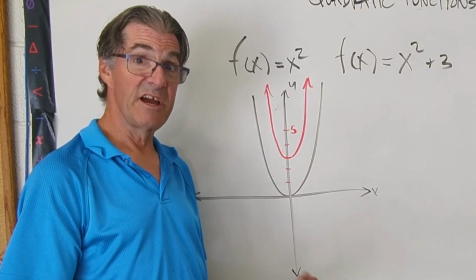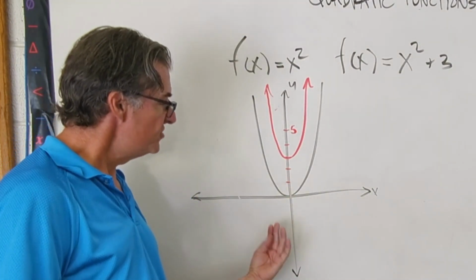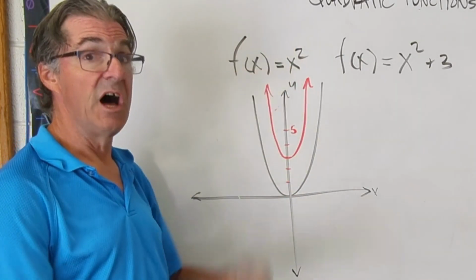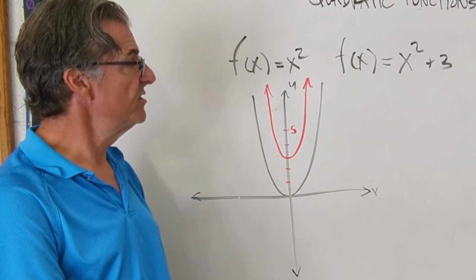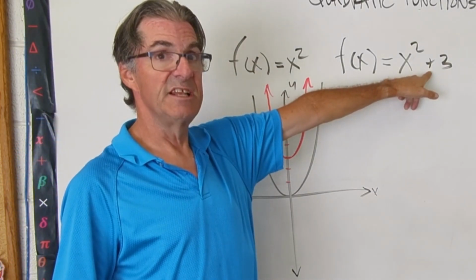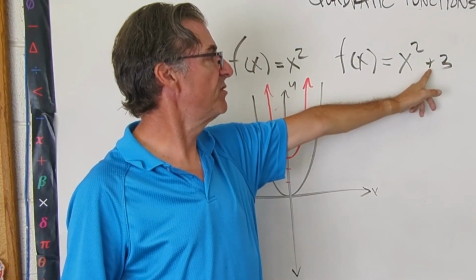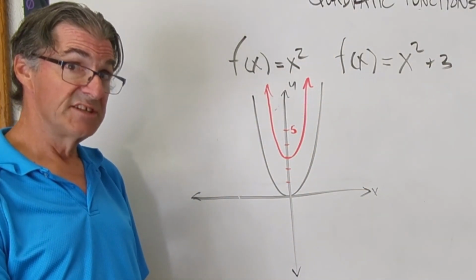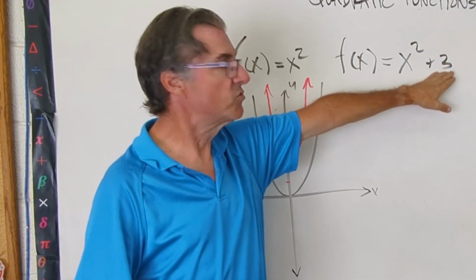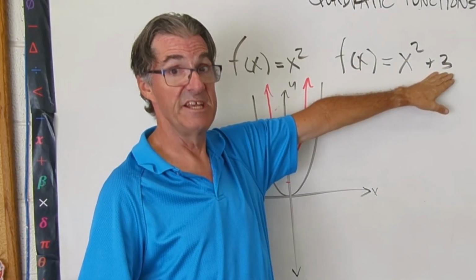All right, in my calculator, this is what I get. It just shifted the parabola up 3 units. It was a vertical translation of 3 units. Notice how it shifted in the positive direction, and that plus is positive. So unlike the horizontal translation, this one is what the sign tells you that it is.